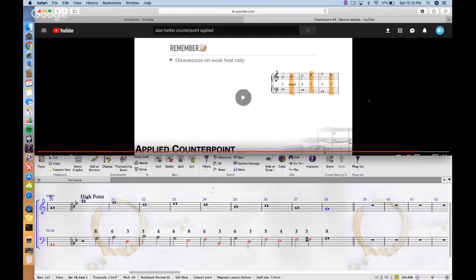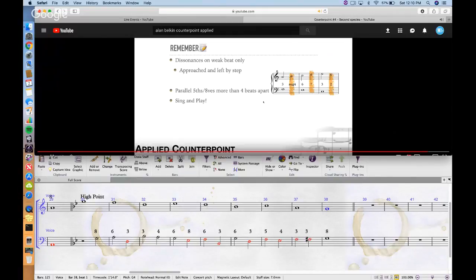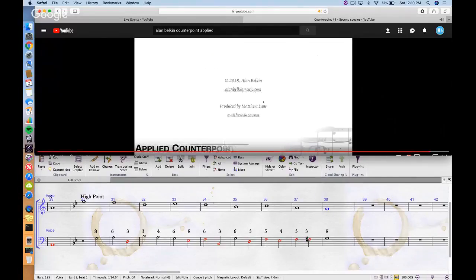So here's his remembrances. Parallel fifths or octaves should normally be more than 4 beats apart, and sing and play. There it is. Sing and play. Okay, cool.